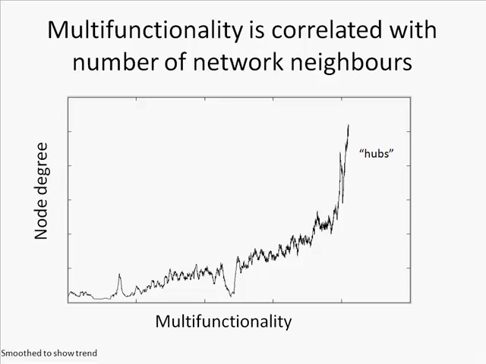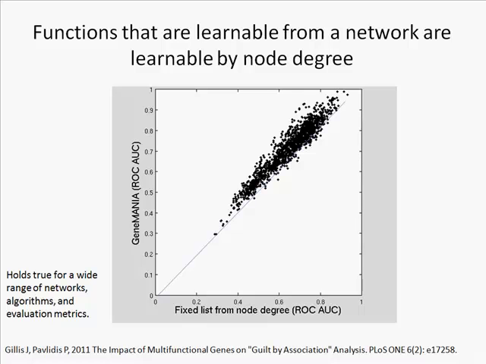So why does this matter? Well, apparently the algorithms get sort of sucked into the hubs. The hubs are connected to everything. So if your gene is connected to a hub, it'll transfer the function from the hub to your test gene, and you'll be right according to the cross-validation because of the multifunctionality of the hub.